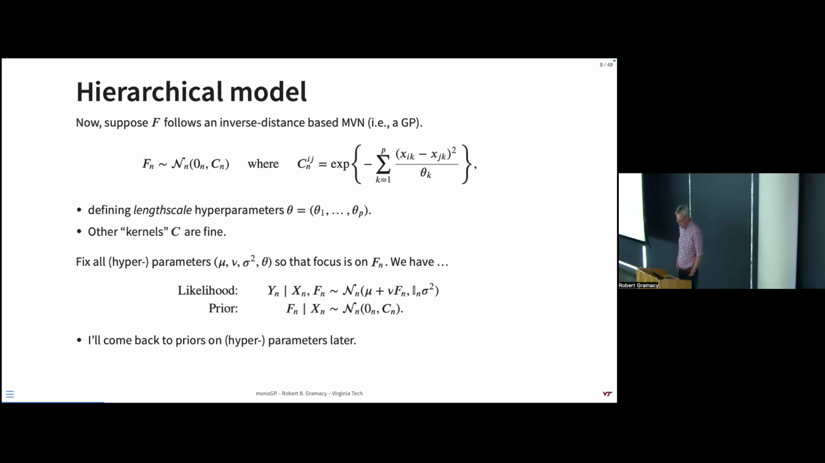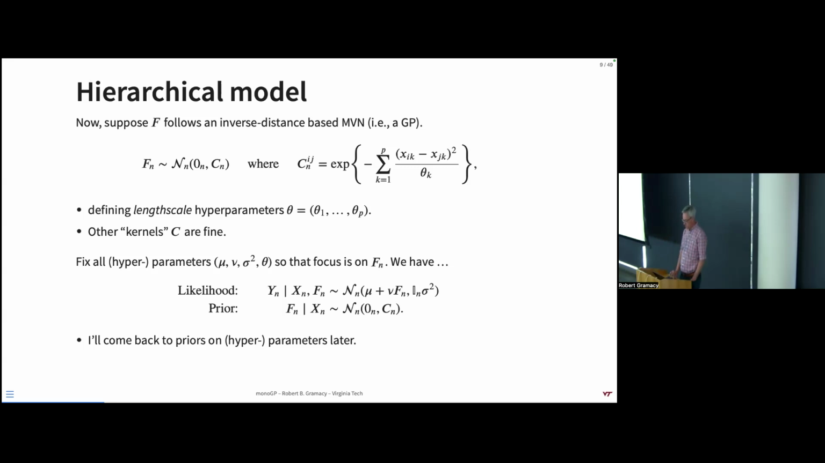Okay. All right, we're going to suppose that f follows an inverse distance-based multivariate normal, just like I showed you a moment ago. So my f's, not the y's directly, but the f's have this multivariate normal prior, still zero mean, with a covariance function that is distance-based. I've embellished this distance-based function to have length scale parameters. So this is a parameter that governs the rate of decay of correlation as a function of distance separately in each Euclidean input direction. So those are called length scale hyperparameters.